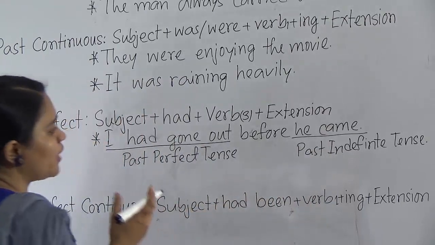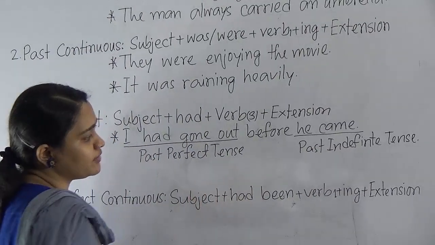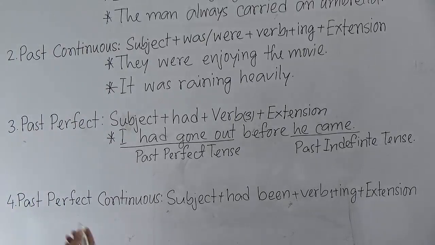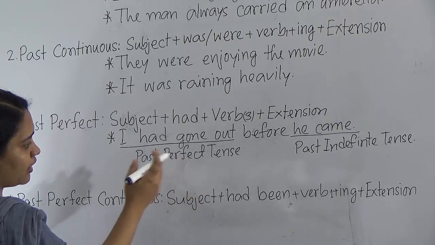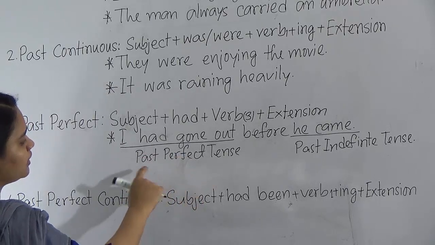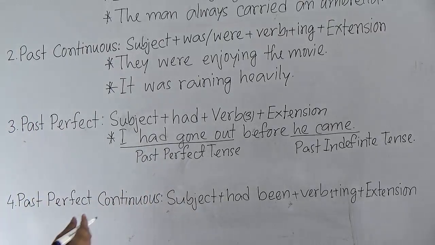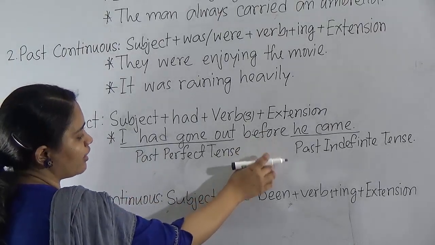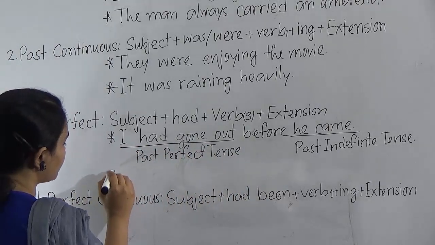So there will be two actions, one will be past perfect tense and one will be past indefinite tense, and the action which happened earlier, before another action, will be the past perfect tense. And now look, we will use before or after to write past perfect tense. Okay, let's have another example.